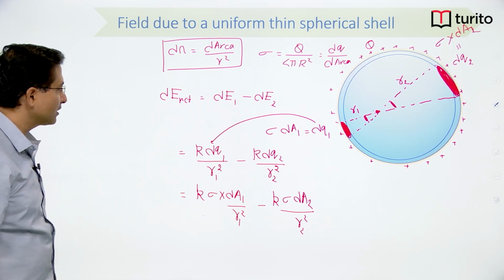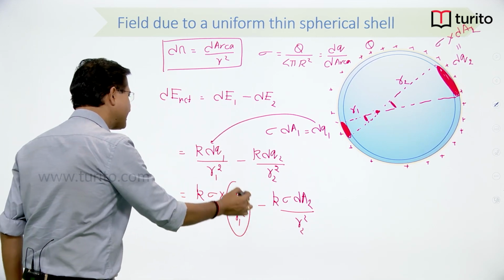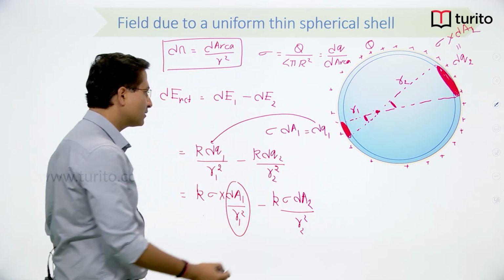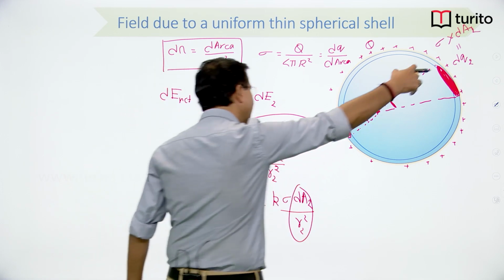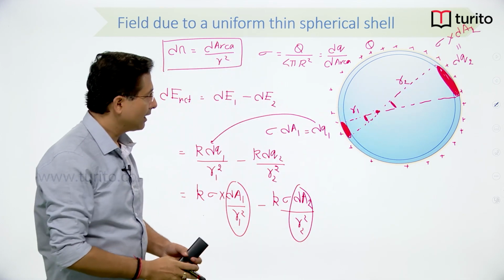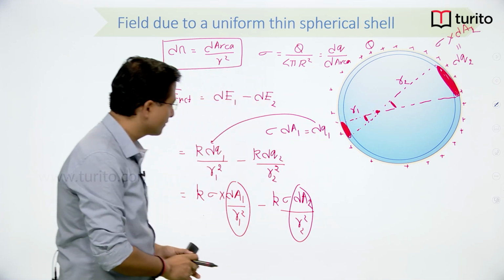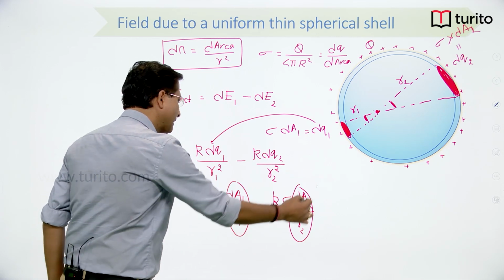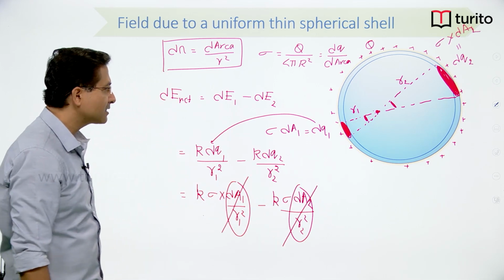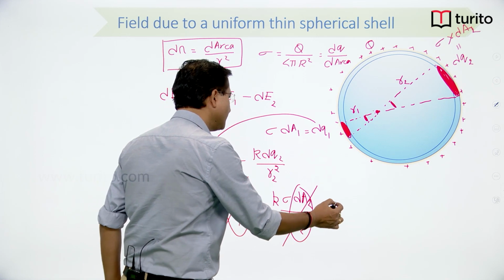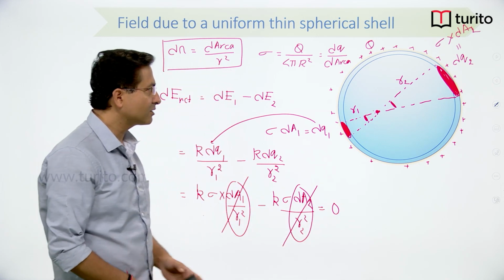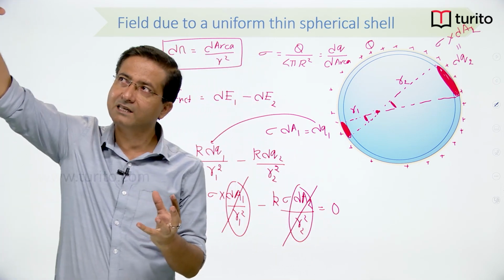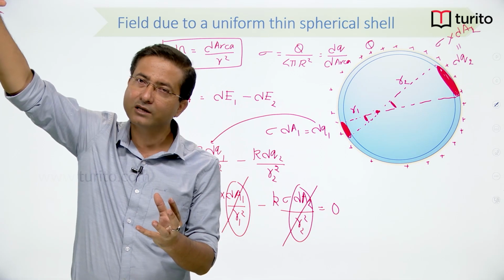From the solid angle definition, this is the angle subtended by this patch at this point, and this one is the angle subtended by this patch at this point. As both the angles are the same, we can take these two terms out. These two terms are the same, they will cancel each other. As they cancel each other, the resultant field because of these two elements at this particular point comes 0. That means these two patches at this general point produce net field 0.